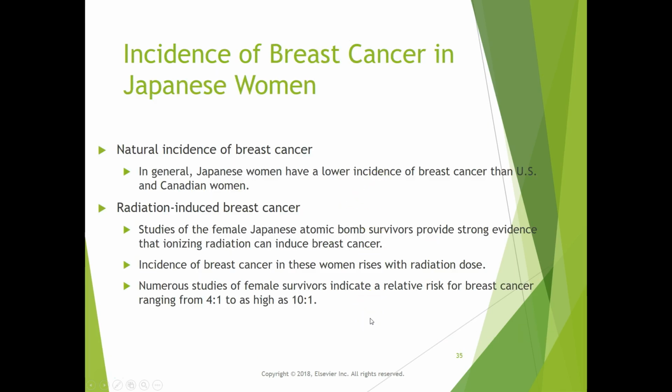Okay, this is an interesting study. So the natural incidence of breast cancer in women, and then they took the women that were exposed over in Japan, and they compared the two, and they found that there is strong evidence that ionizing radiation causes breast cancer. So with the incidence of breast cancer rising in these women, they figured that it increased the relative risk for breast cancer to about 10 to 1.